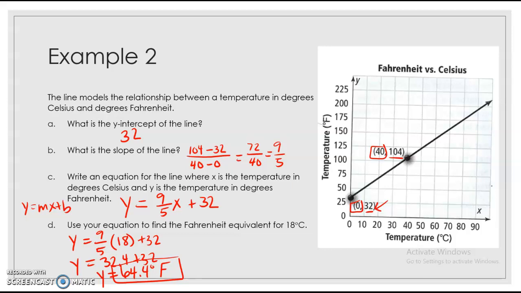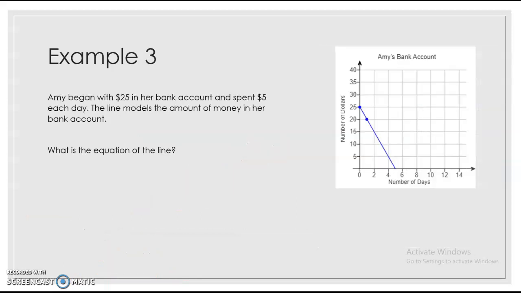All right, last example. Here we have Amy began with $25 in her bank account and she spent $5 each day. And the line models the amount of money in her bank account. Now, you can use the graph. That's perfectly fine. But everything we need is actually here. Began tells us the y-intercept. Our y-intercept is where we begin. It's our initial value. So I know that b is 25.